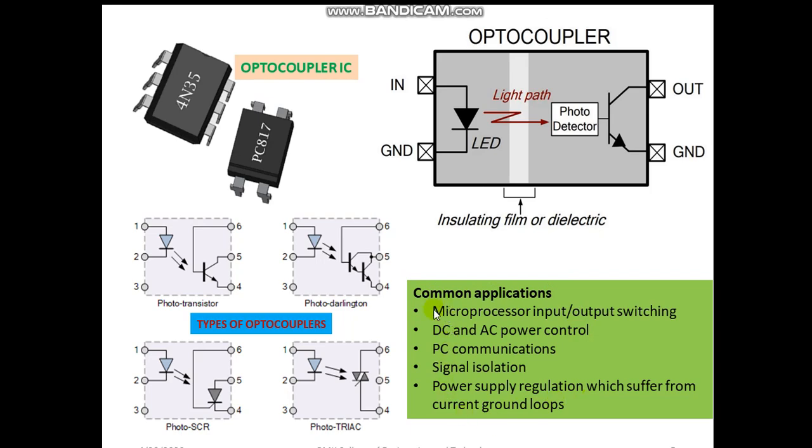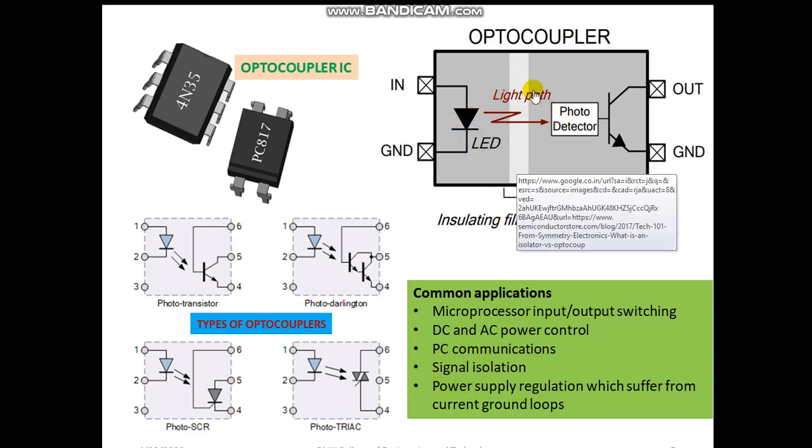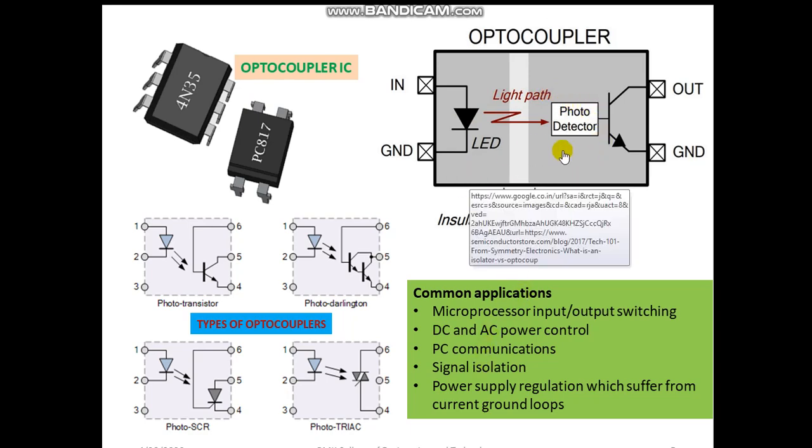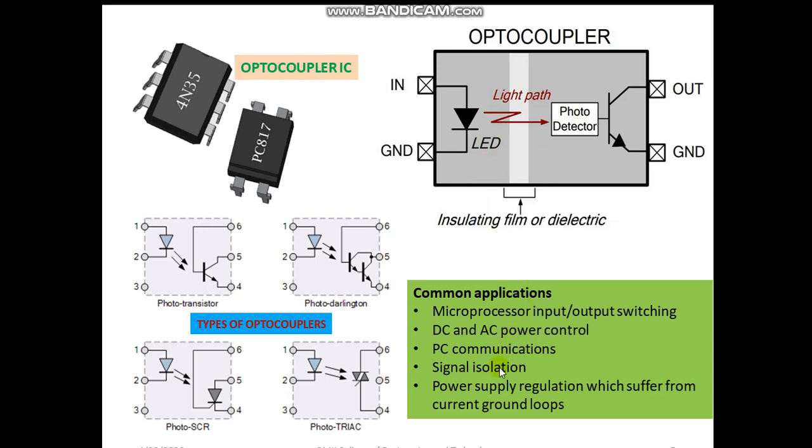So what are the common applications of optocouplers? The first one is the basic optocoupler function, acting as input as well as output switching in a microprocessor kit. The second application is that it is used to control AC/DC power amplifiers. The third one is PC communications, and the fourth one is signal isolation. The optocoupler provides very good isolation between input devices as well as output devices. Isolation means the two components are electrically isolated from each other in order to avoid the shocking effect, shielding effect and mutual induction effects. The isolation part is used widely.